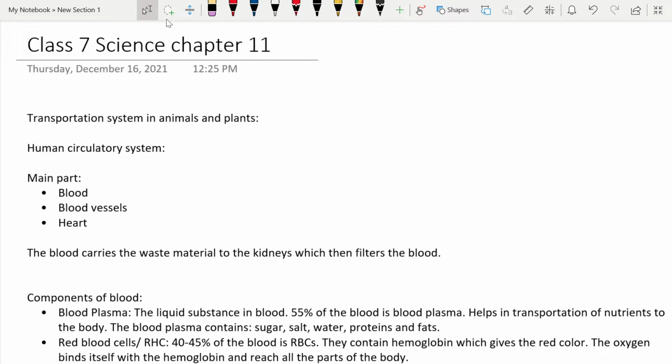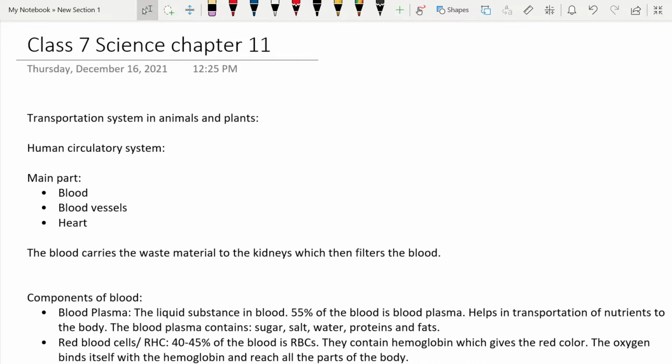Now that's transportation system. But in animals and plants, how will that differ? Now, plants make their own nutrients, they make their own food. So their food has to spread all over the plant in order to get the right amount of energy. So the plant is like this. First it starts from the roots and then it goes up and all across the plant. Now that is transportation system. Hope you got that, so let's begin now.